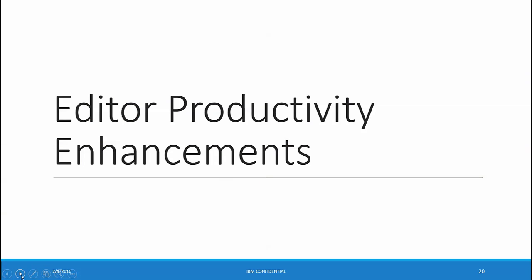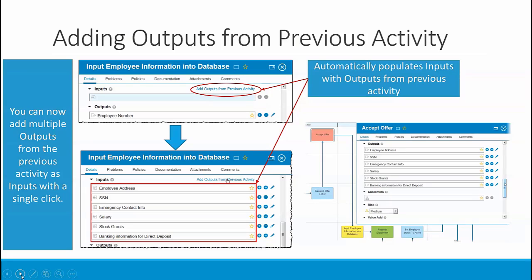Now let's take a look at a couple of productivity enhancements that we've added, primarily for editors that are working with lots of inputs and outputs in their blueprints. So if you have a bunch of outputs from the previous activity that you'd like to document as inputs to the current activity, you can do this with a single click now. As you see here on the Process Details panel, there's a new option to add outputs from previous activity.